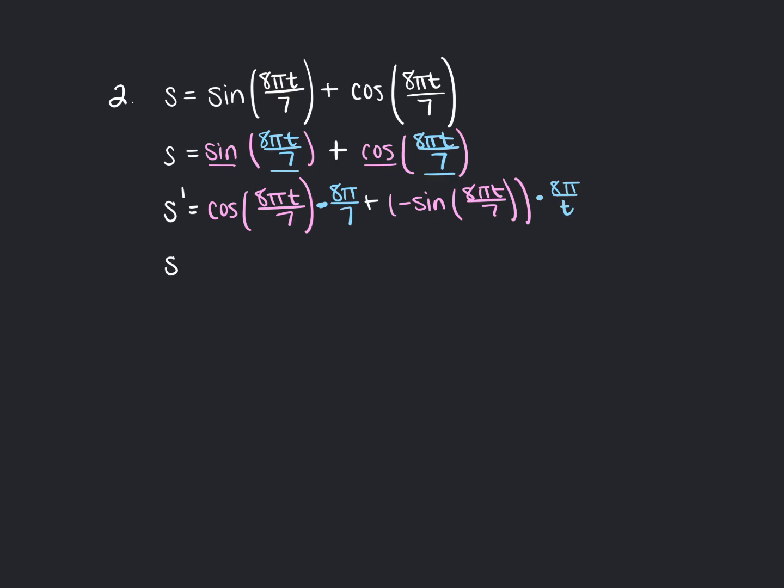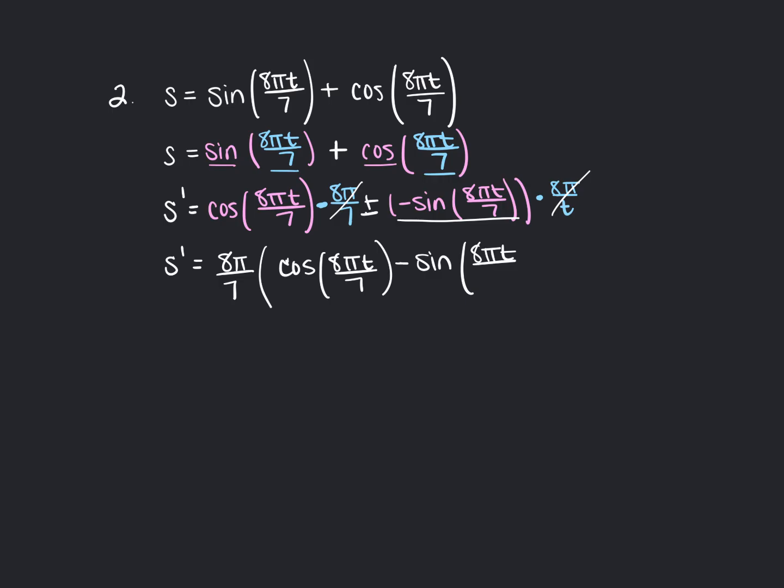So now we'll just work on cleaning this up. Couple of ways we can go about this. I'm going to just factor out this 8 pi over 7. So I'll bring that out. That divides those out. So then I'll have cosine of 8 pi t over 7, and then plus a negative is just going to be minus sine of 8 pi t over 7.